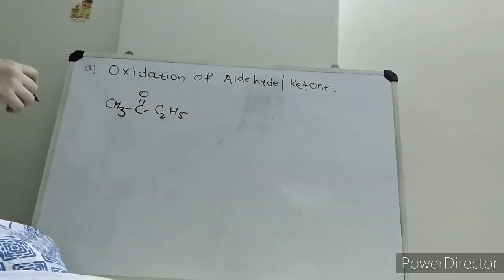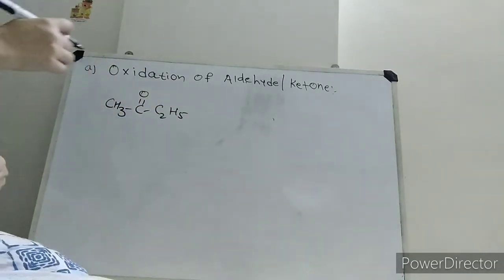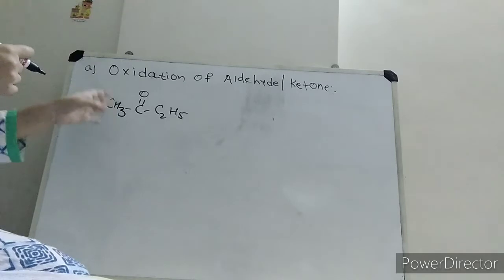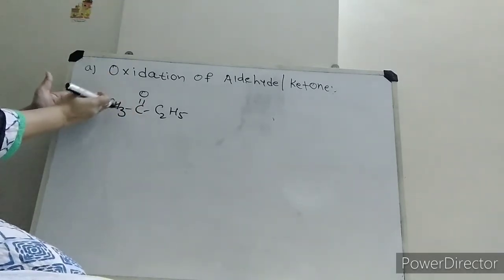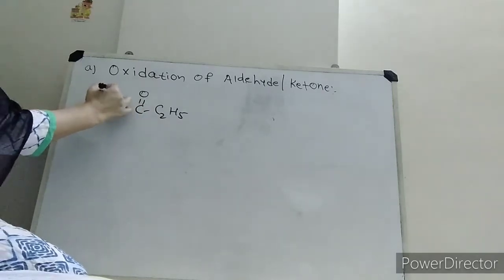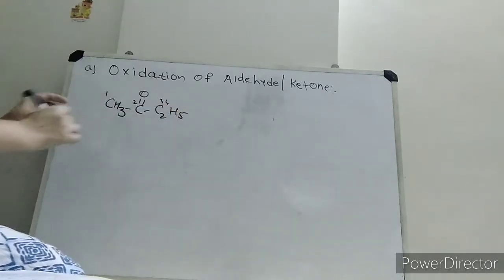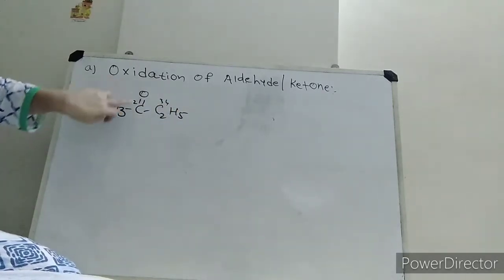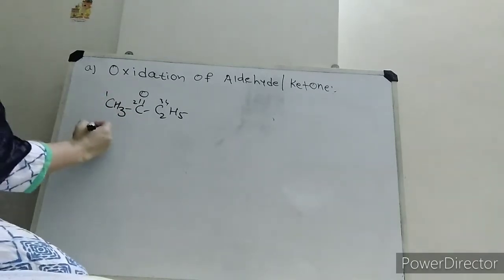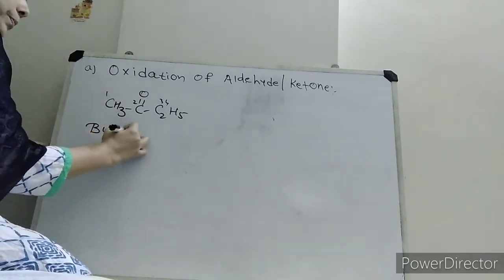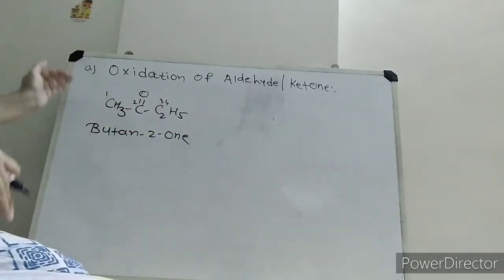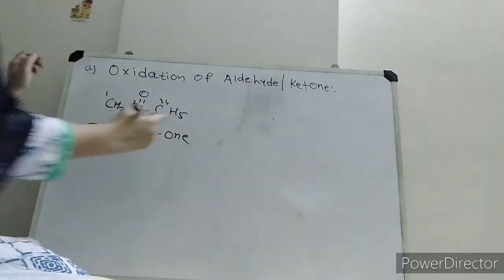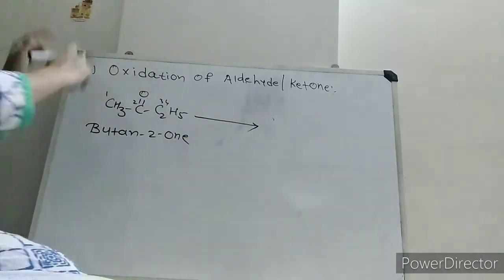CH3COC2H5. Suppose this example if we take, then what is the IUPAC name? Numbering starts from the end nearest to the carbonyl carbon, so it's 1, 2, 3 and 4. The second carbon has the C double bond O present, so it is butane, 2-one. So this is 2-butanone or butan-2-one, which is a ketone.